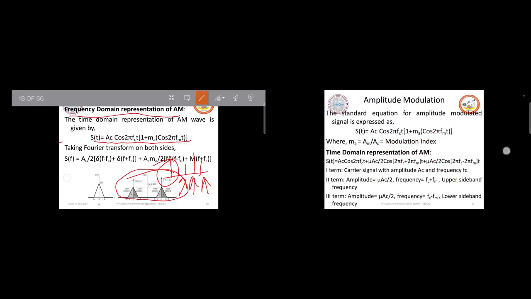So in such cases, how do you define what is called a modulation index, also called the depth of the modulation? That is defined as A max minus A min divided by A max plus A min. Let me tell you the meaning of A max and A min here.